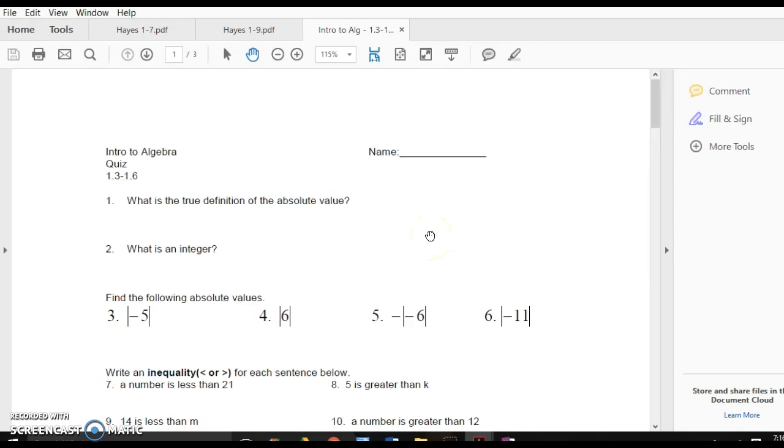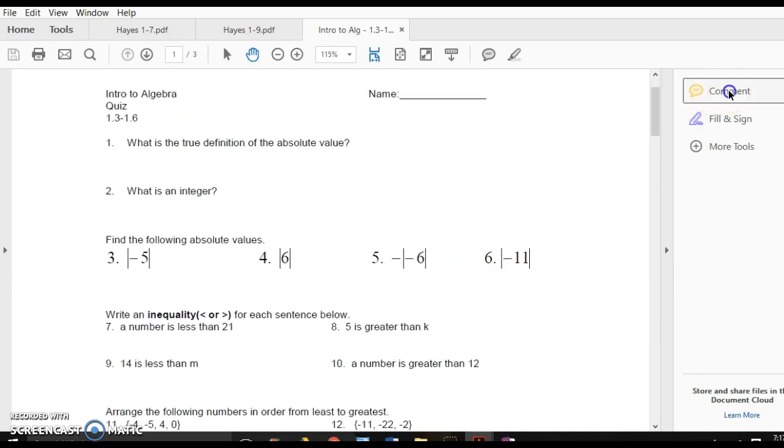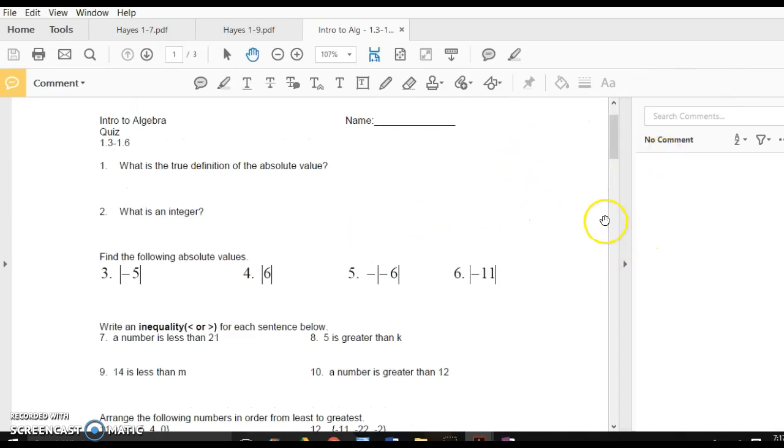Okay, so on the 1-3 to 1-6 quiz, you did have a 36 out of 47 and just some small mistakes here and there. So let's take a look at it. The first mistake was on number 5. Remember, when you're doing the negative absolute value of -6, you have to take the absolute value of -6, which is 6, but then you still have this negative on the outside that you have to keep in mind. So the answer to this one would be -6, not +6.